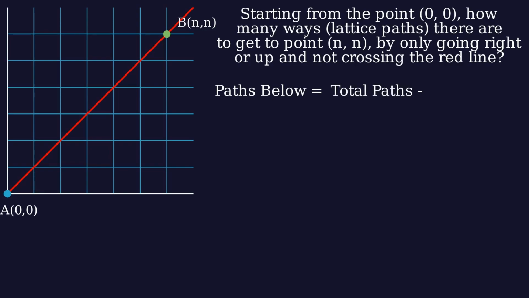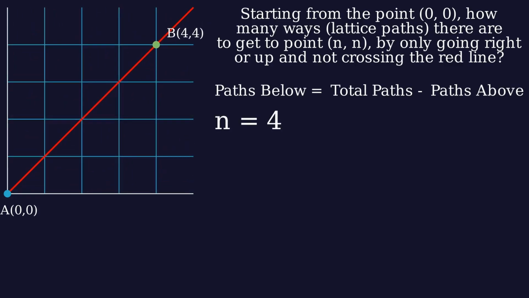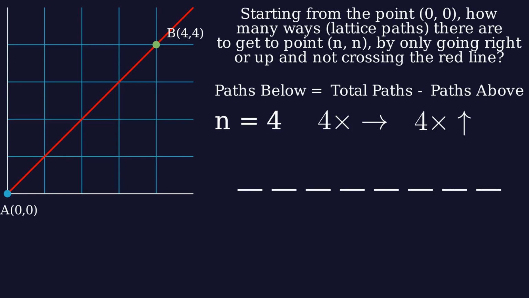To calculate the number of paths that go below the diagonal, first we need to calculate the total number of ways that we can get from point A to point B, and then subtract the number of paths that go above the red line. To calculate the total number of paths, let's say that n equals 4. So to get to the point (4, 4), we have to go 4 times up and 4 times right. The shape of the path depends on the arrangement of our steps. We can arrange our steps like this: right 2 times, up, right 2 times, up, and 2 times right.